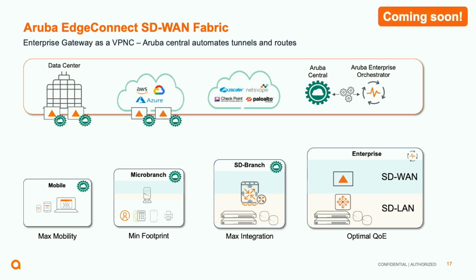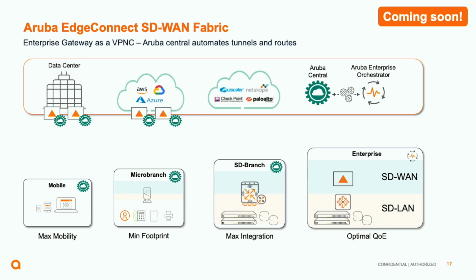And so what that looks like, some of you may have seen in the keynote today, is EdgeConnect enterprise gateways acting as hubs, building tunnels to mobile, microbranch, and SD-branch appliances, and normal business intent overlays out to enterprise appliances as well. And Aruba Central is indicated with the green icons here and up at the hubs. Aruba Central handling the orchestration of building tunnels and exchanging routes between all of these form factors.